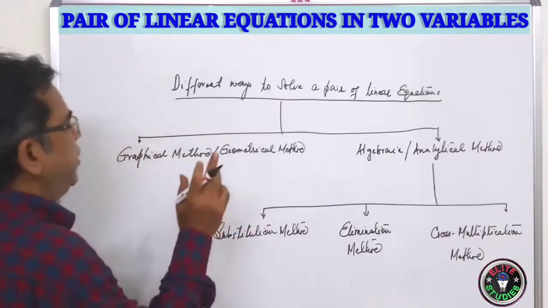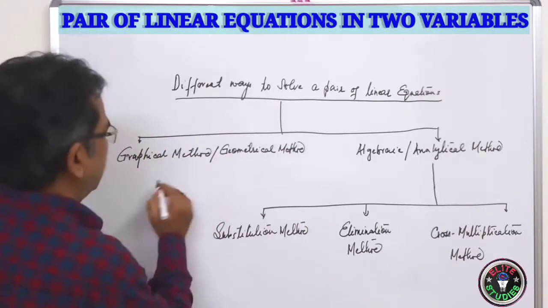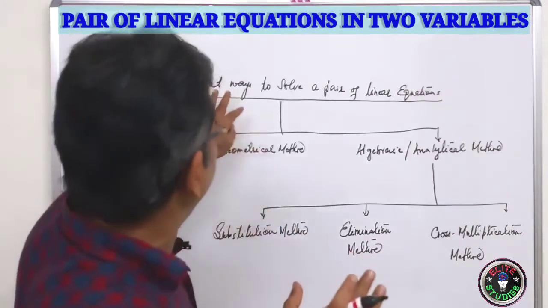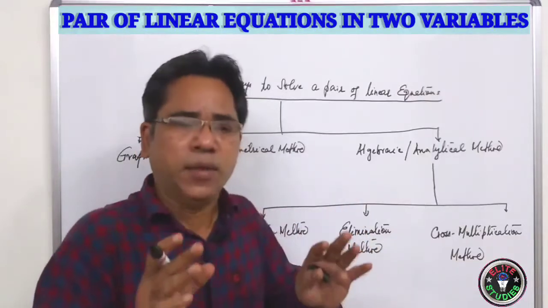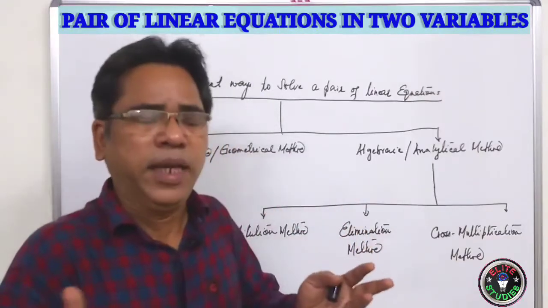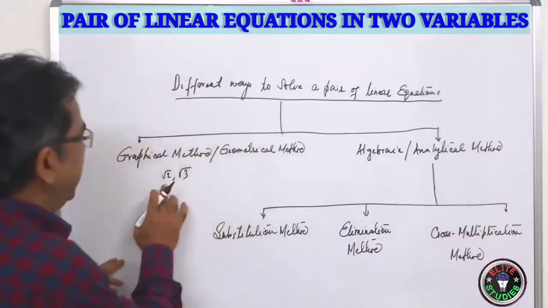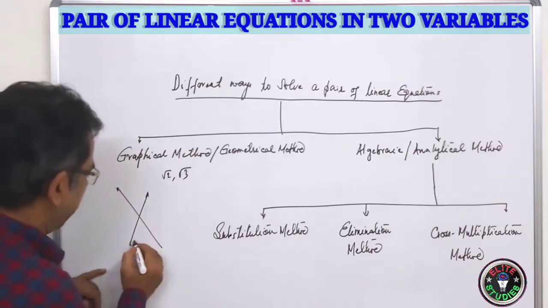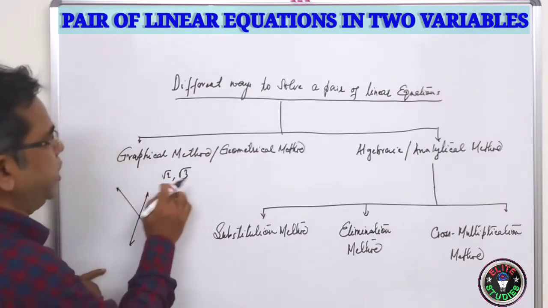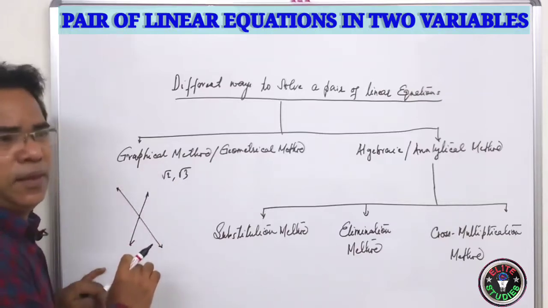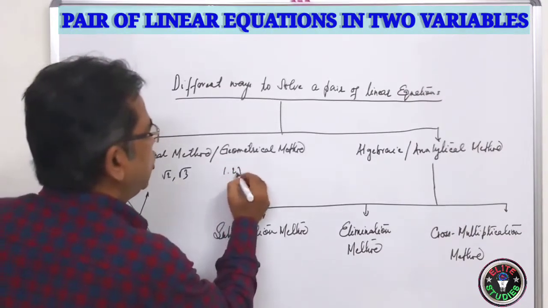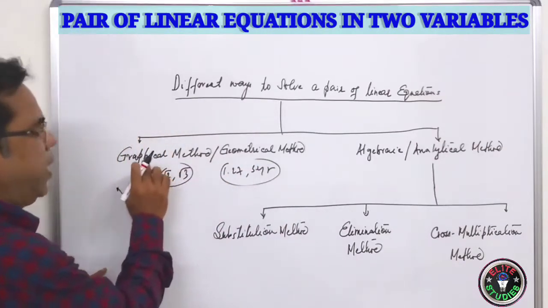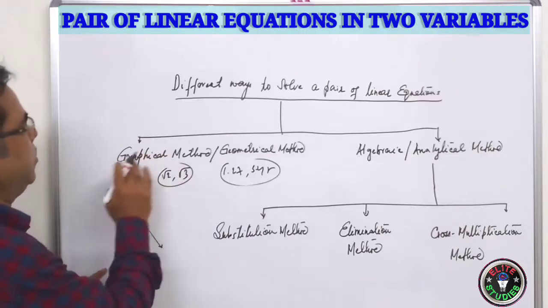But if the solutions of a given pair of linear equations are, suppose, √2 or √3, they can be any real numbers. And if the point of intersection, while solving by the graphical method, comes out to be like this, then it is very difficult. Or if it comes out to be 1.27, 3.45, in this type of things, see, here it is the main deficiency.